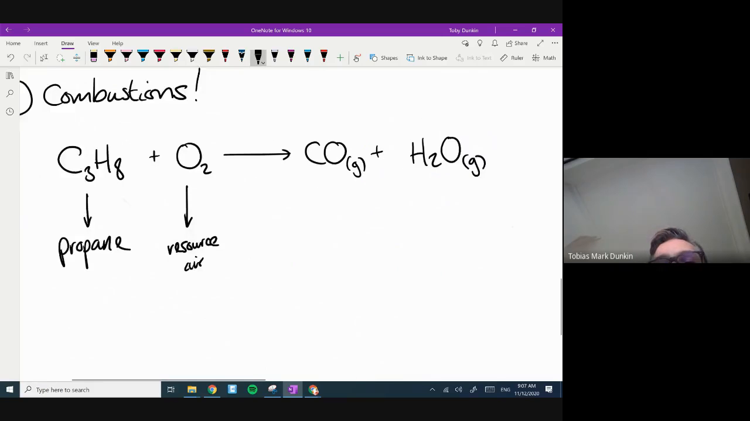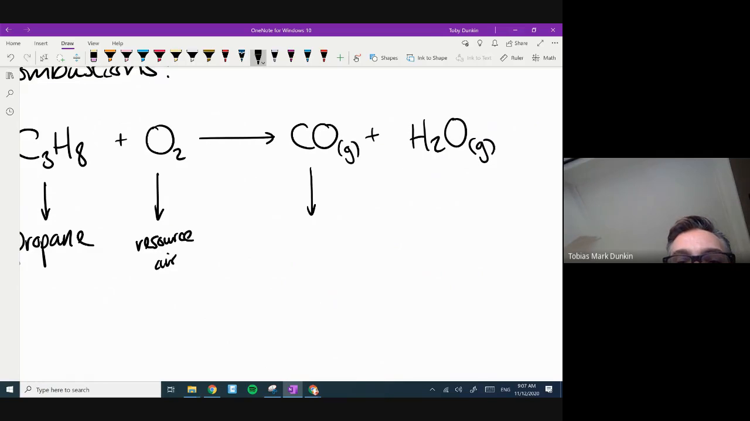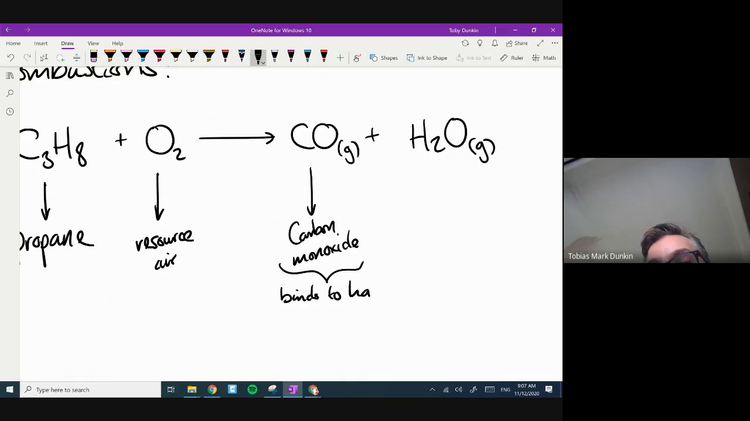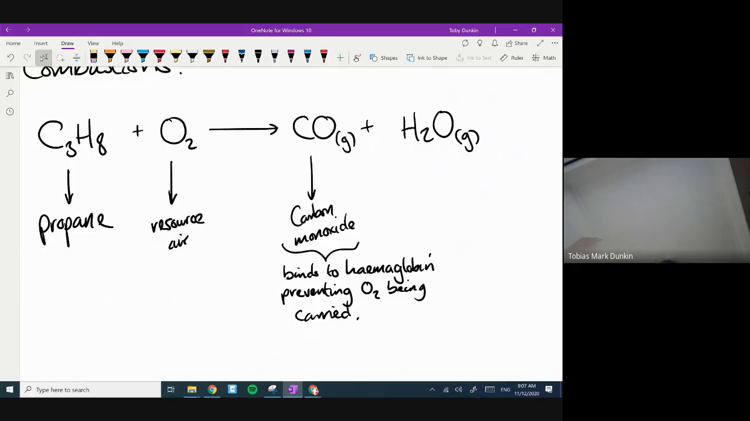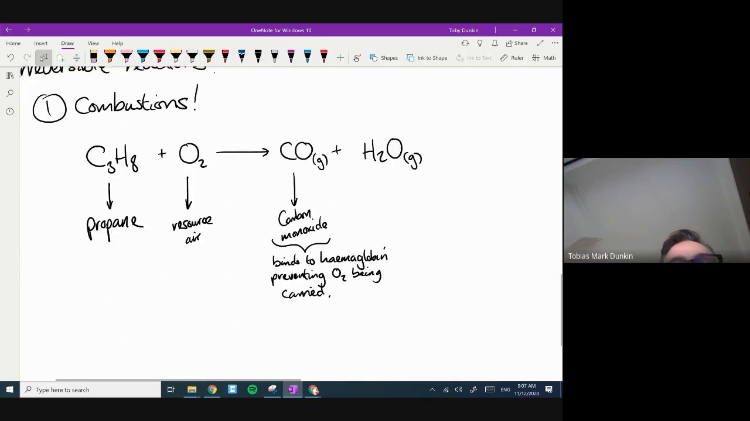The toxic gas, when it is carbon monoxide. This one here, carbon monoxide, is toxic. You actually need to know why. The reason is it prevents your blood from carrying oxygen. It binds to hemoglobin, preventing oxygen being carried. So you die of asphyxiation. You actually run out of breath. And then, of course, water vapor. So we've got incomplete combustion.